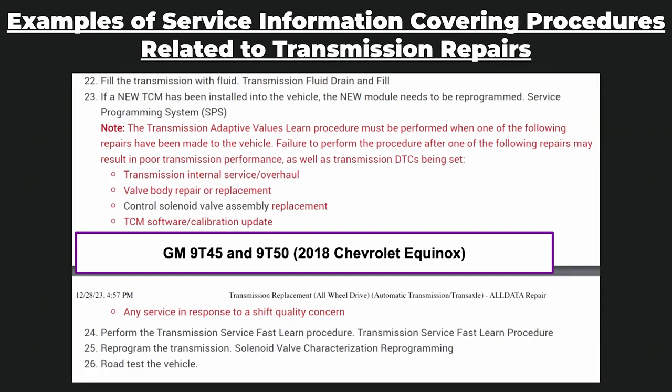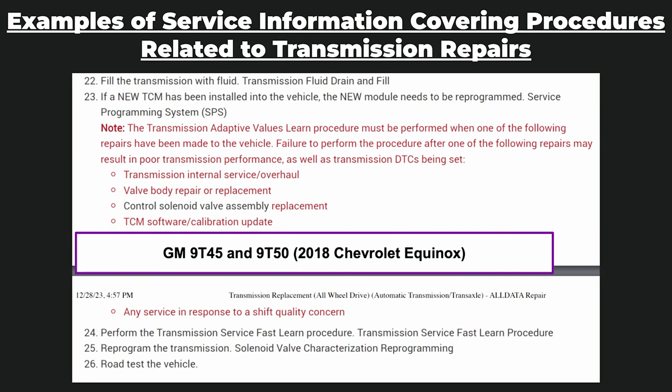So you're wondering, okay, what do the procedures look like when I find them? Well, here's an example. This happens to be from a GM 9T45 and 9T50 out of a 2018 Chevrolet Equinox. This procedure is pulled out of service information, and you can see the transmission procedure contains information specifically pertaining to what has to be performed after the transmission has been replaced or serviced.